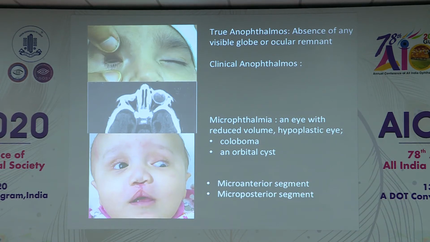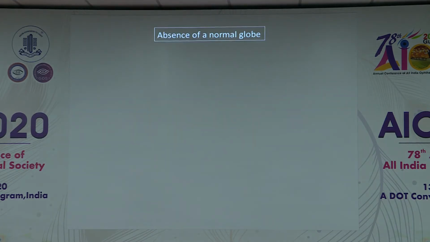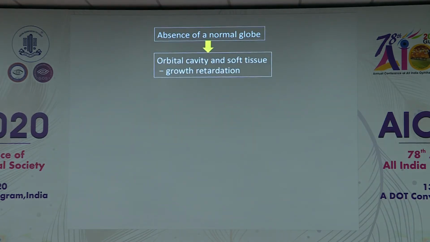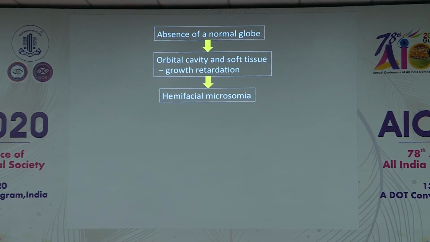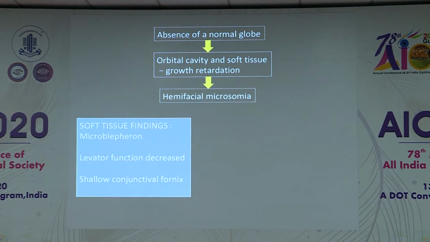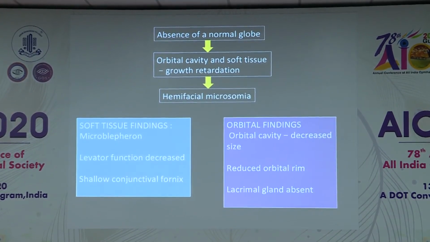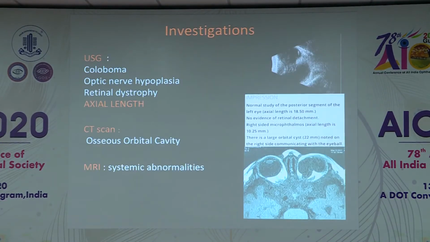There's a nice classification given by Collins, who said microphthalmos can be divided into micro-anterior segment and posterior segment. In this range, there are a gamut of syndromes which occur, and for visual potential, if there is any, it helps us. When you have an absence of a globe, there is a retardation of cavity growth in the soft tissue, and you can get hemifacial microsomia. That means not only does the maxilla not develop, the maxillary sinus doesn't develop, and the rest of the face doesn't develop, so you get the findings seen in the photographs. You get microblepharon, a shallow conjunctival fornix, and decreased size of the orbital cavity and orbital rim. In a few cases, the lacrimal gland is also not developed.